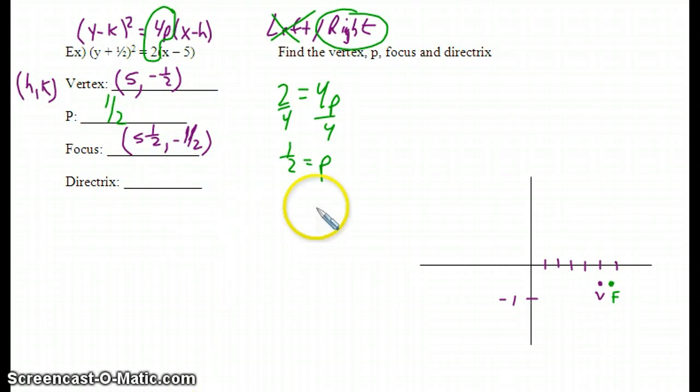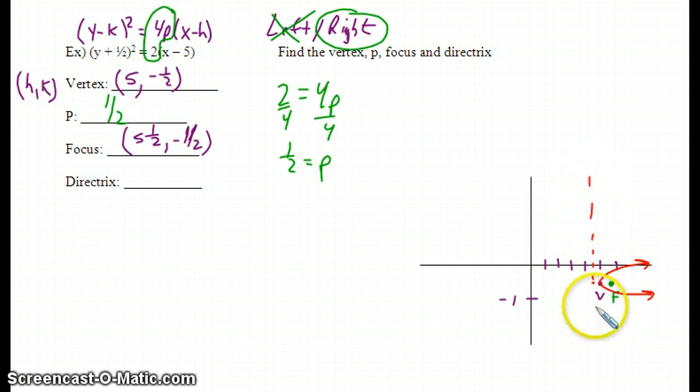And now to find my directrix, again, what I know about my graph is that it's going to wrap around the focus. So if it wraps around the focus, the directrix has to move left 1/2. So if I move back 1/2 from here, this is from 5, I move back 1/2, I'm at 4.5. It's got to be the equation x equals 4 and 1/2. It's x because it's crossing the x-axis here. It's not crossing the y-axis. So it's the x value.